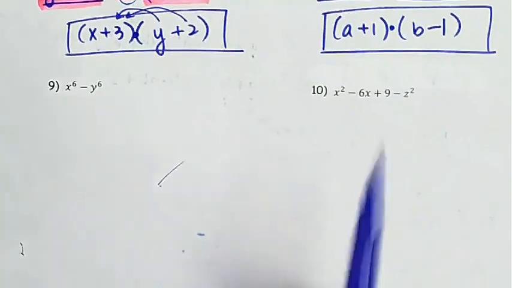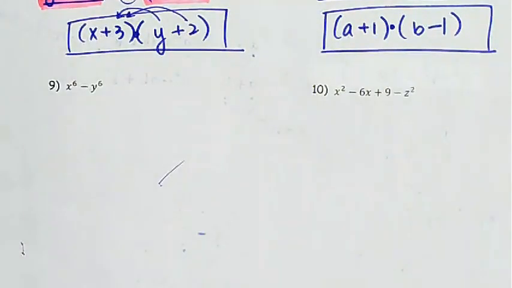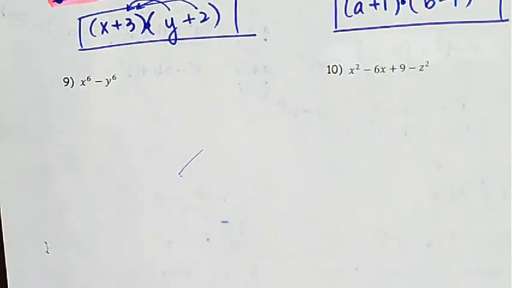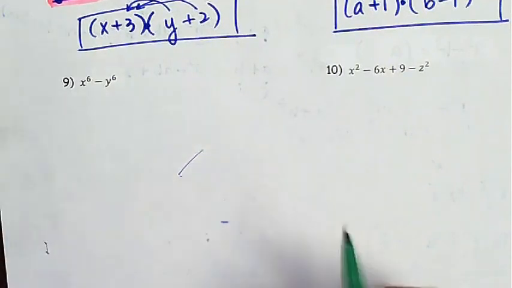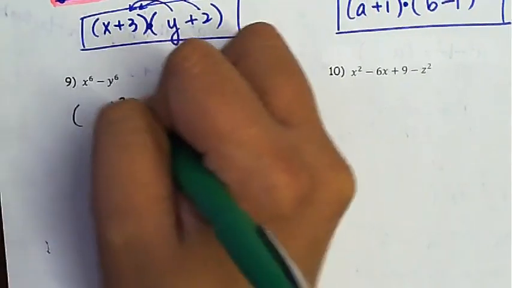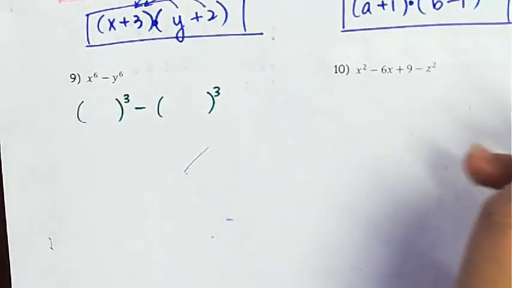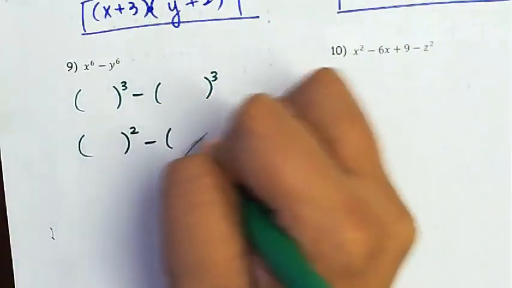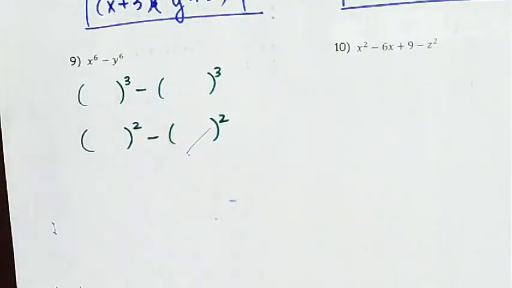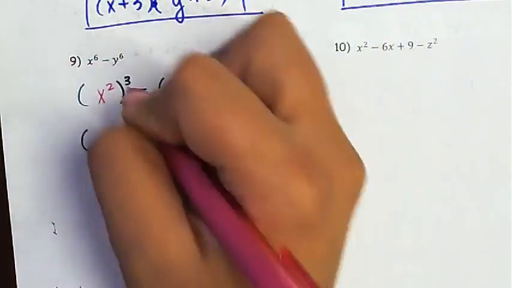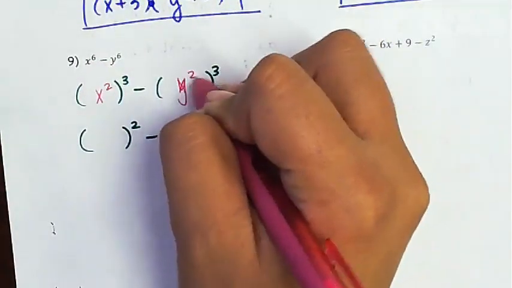Number 9. I can look at x to the 6 minus y to the 6 and get freaked out, or I could just go through the motions. So what do they have in common? Nothing. Is it a binomial? Yes. Is it a special binomial? Technically, yeah. Again, it is a binomial, and we can write it as either something to the power of 3, like a difference of cubes, or we can write it as a difference of squares. So if I write it as a difference of cubes, it would be x squared, because 2 times 3 is 6, and y squared, because 2 times 3 is 6.